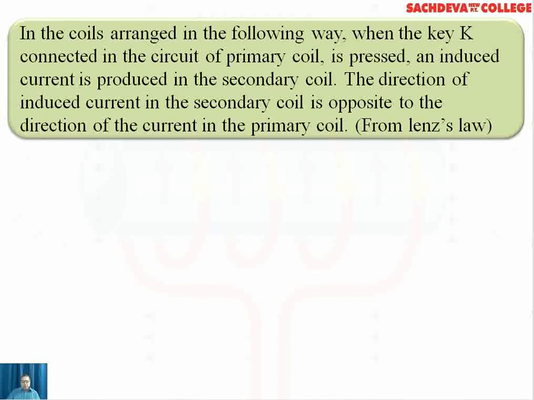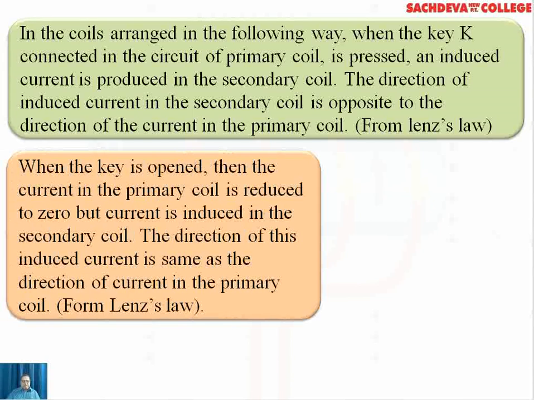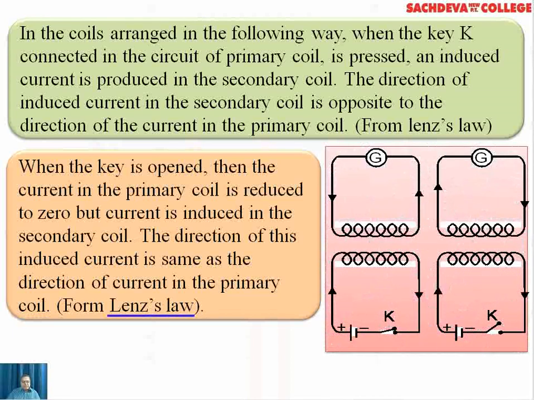So what produces induced EMF? It is produced due to the change in flux. So the direction of induced EMF and the change in flux will always be opposite. When the key is opened, the current in the primary coil is reduced to zero, but current is induced in the secondary coil. The direction of this induced current is the same as the direction of current in the primary coil, because the current is decaying, in accordance with Lenz's law.